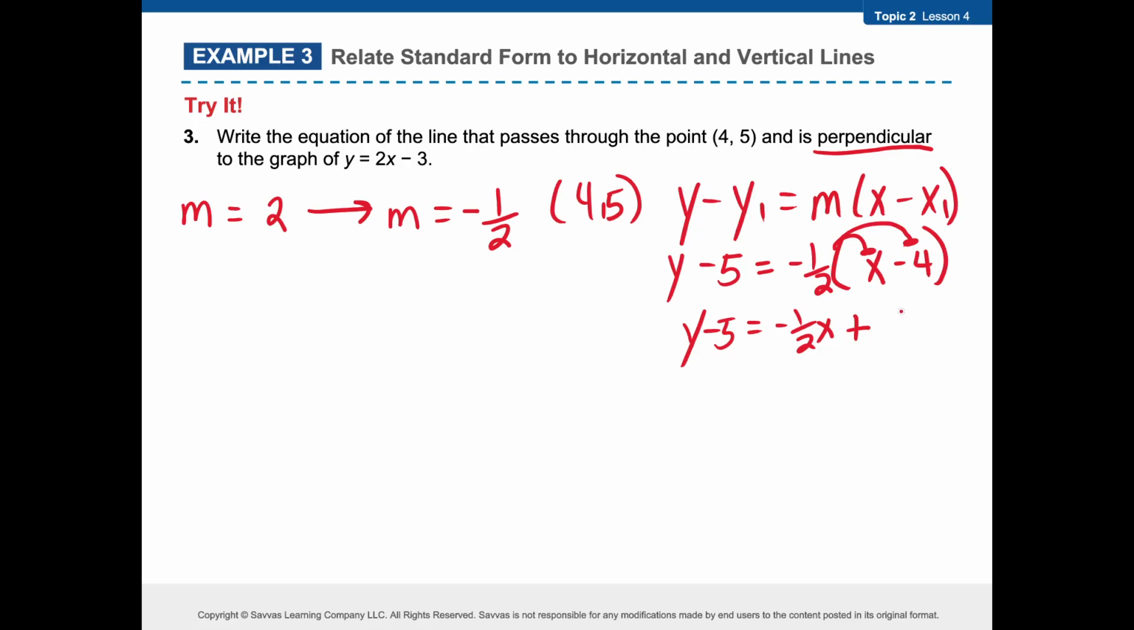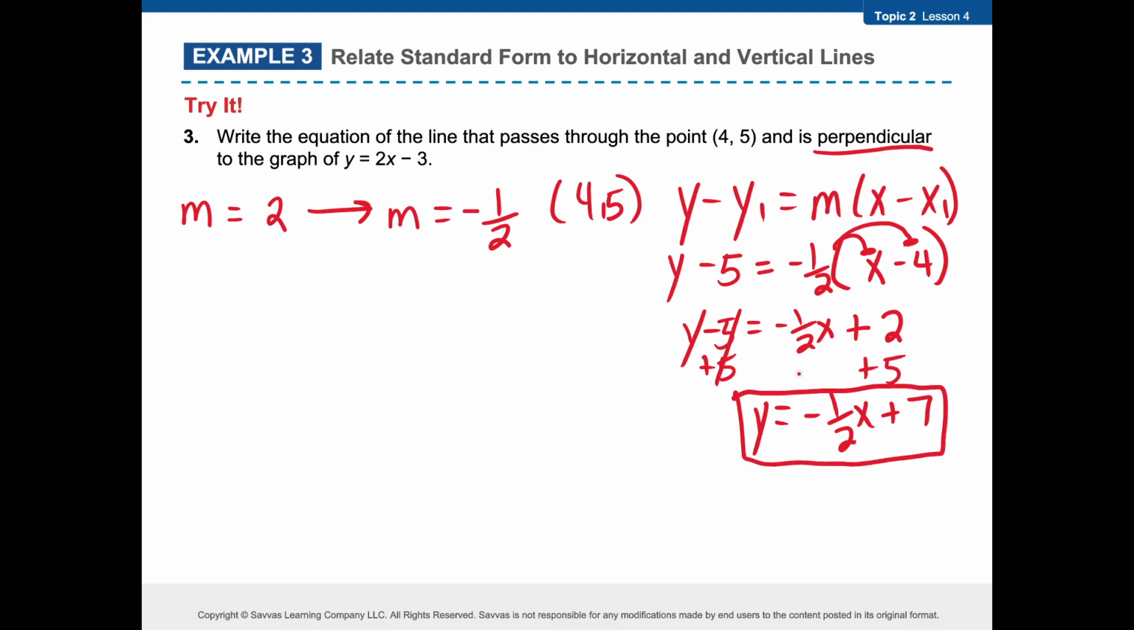Negative times negative is positive, half of 4 is 2. Add 5 to both sides. My new equation is y equals negative 1/2 x plus 7. If you were to graph both of these equations, they would be perpendicular to each other.